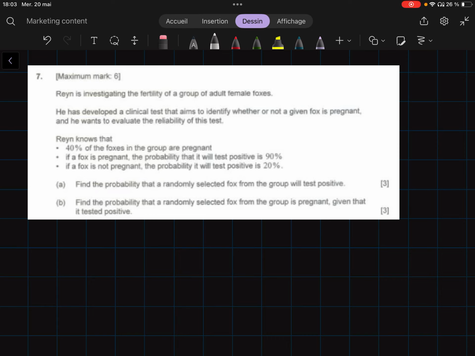Alrighty, we are now back with question 7. This is a question on Bayes' theorem, except that you would get full marks if you just solve it using a tree diagram. So, we have two events, pregnant and test positive.